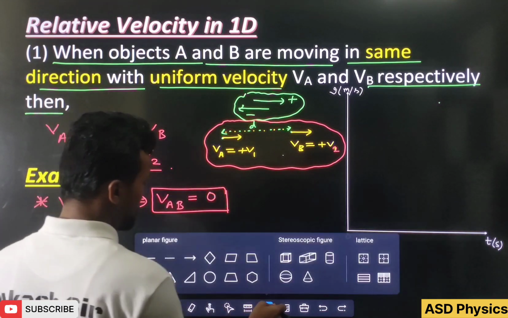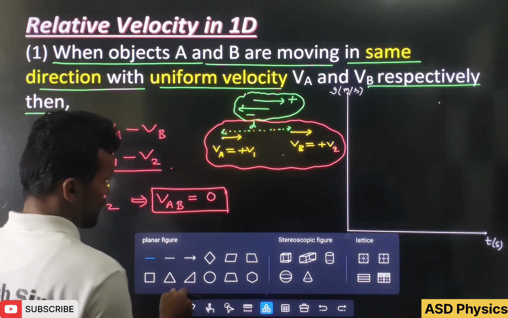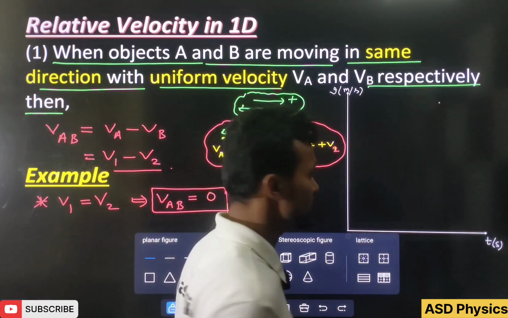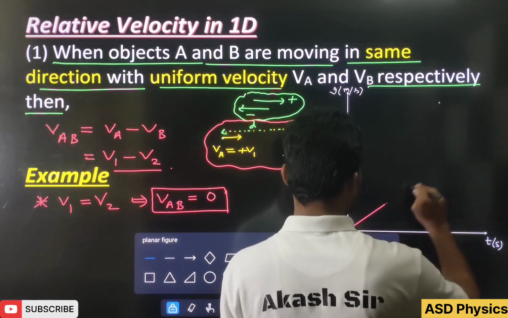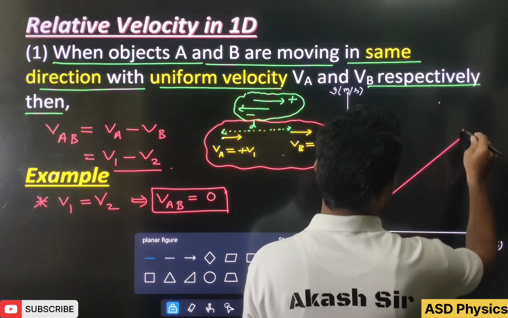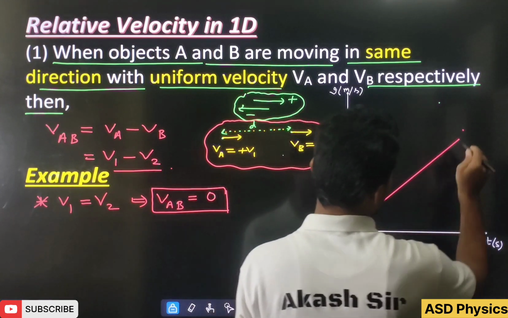So here, if I represent this, let's take for example, here I have taken a velocity-time graph, and let's take this is the V1. This is the V1.